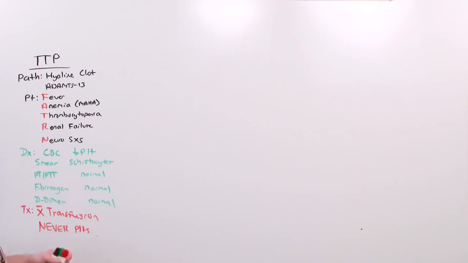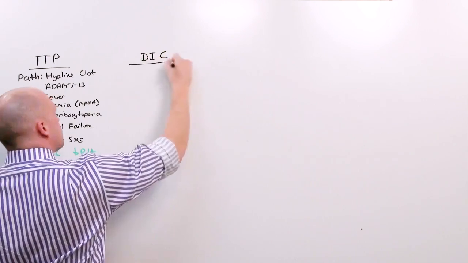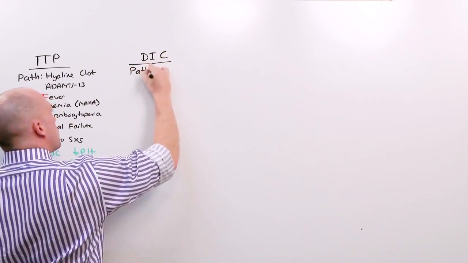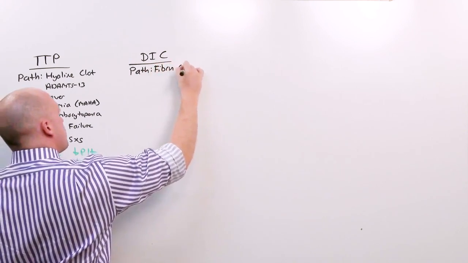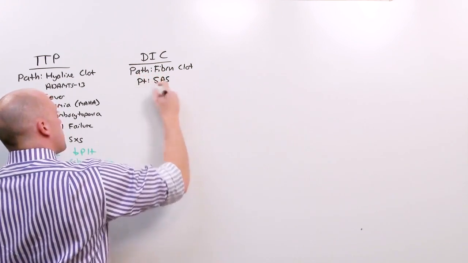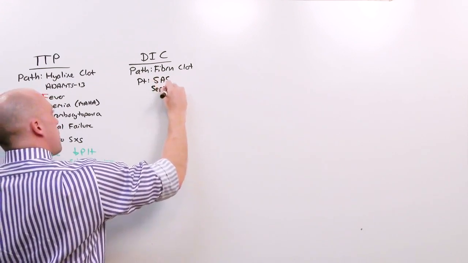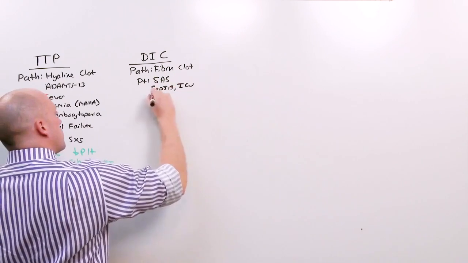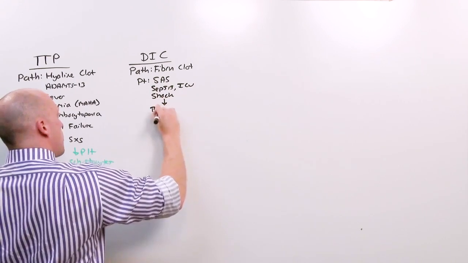Let's compare TTP to DIC. Disseminated intravascular coagulation is a problem with a fibrin clot. The patient is going to present sick as shit. They are sick for another reason. They have sepsis. They're in the ICU. They're in shock. Then they bleed.